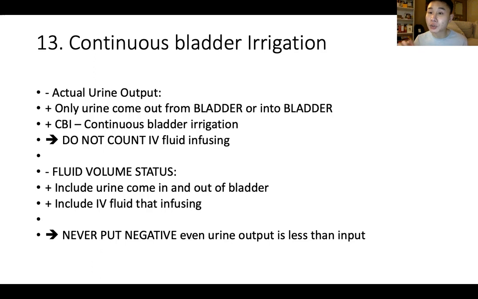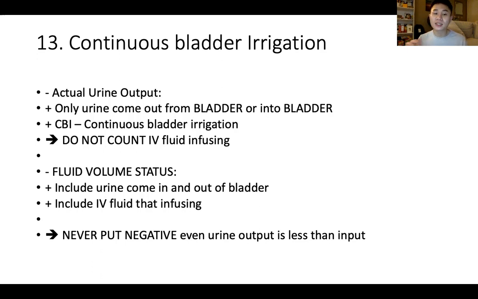However, if they ask for actual urine output, we do not count the IV fluid infusion. All right. So for example, the question will give you guys, okay, so this patient receiving IV fluid infusion, 500 milliliter, their urine output is 200 milliliter, and they are getting the bladder continuously irrigated at 50 milliliter. So they ask for actual urine output. We only use CBI and then the actual urine output. So that will be 250 instead of counting the IV fluid as well. We don't do that if they ask for actual urine output.